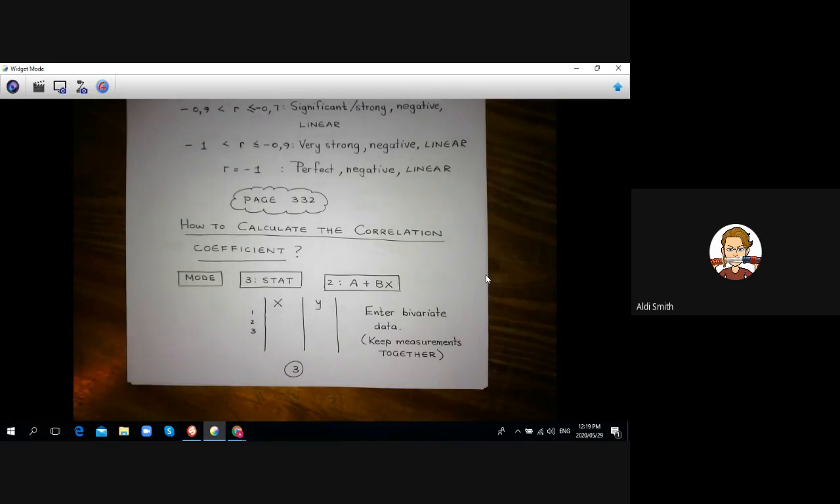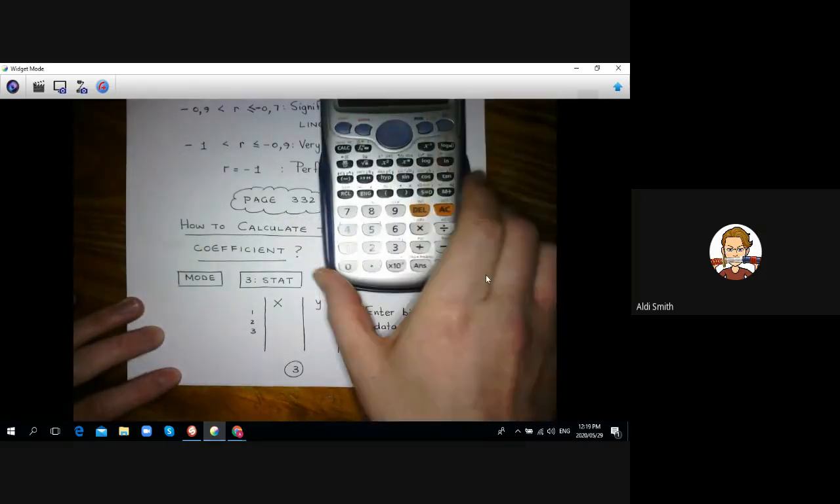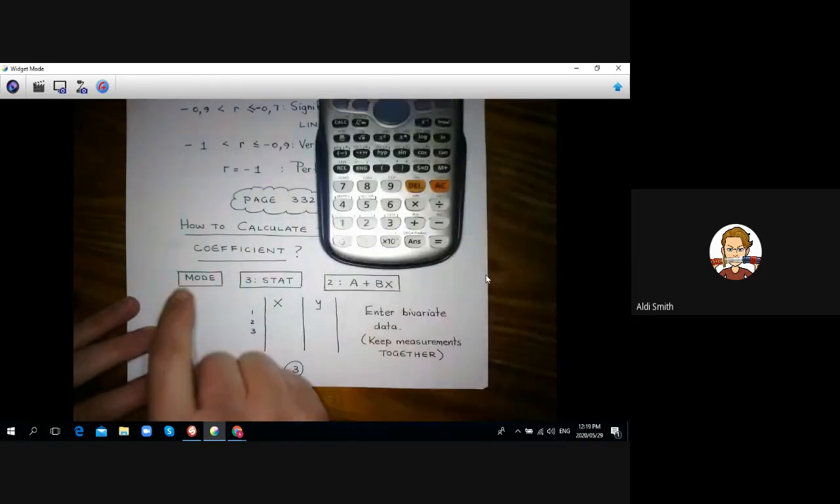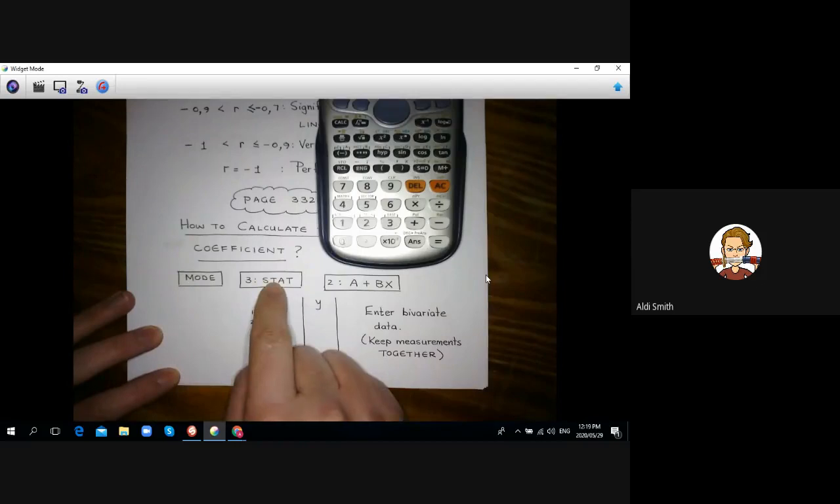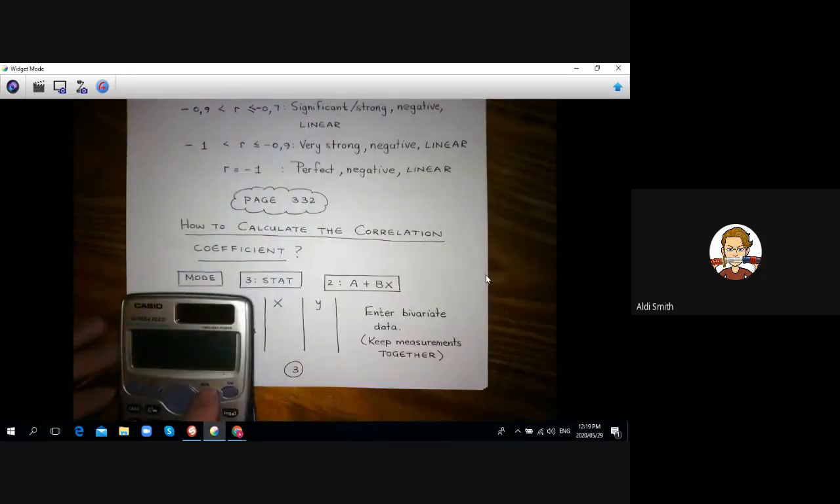Okay, so how do I calculate the correlation coefficient? Good news about calculating the correlation coefficient, it's all calculator-based work. All of it based on the calculator. Okay, so I've written the calculator steps down over here. First thing you have to do is you obviously have to go to your stat mode, just like you did with the grade 11 statistics. So we'll go and we'll say mode, and we'll select mode 3, which is stat mode over here.